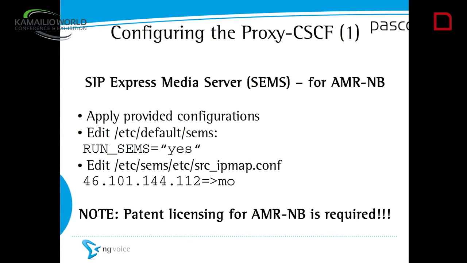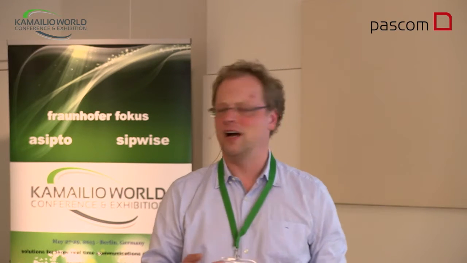A very important note on AMR narrowband. Unfortunately, and I don't know what hits them, AMR narrowband is patented. So if you want to run a VoLTE service, you need to get a license agreement. Unlike, for example, G.729, with AMR narrowband this is rather, I would say, almost complex, because you have to get a license from Ericsson, from Nokia, Siemens, from NTT, and you have to basically make an agreement with all of them.